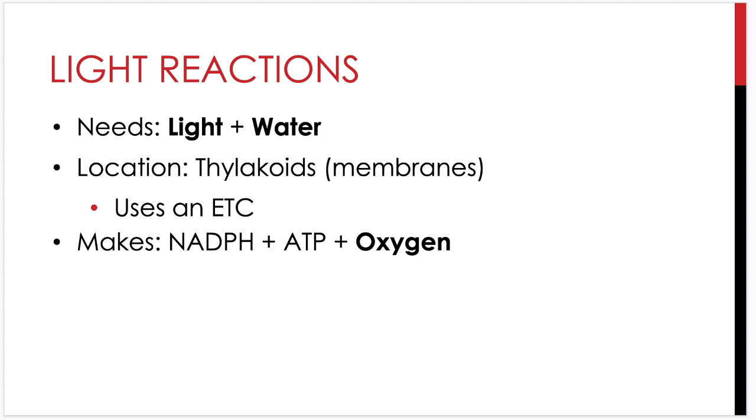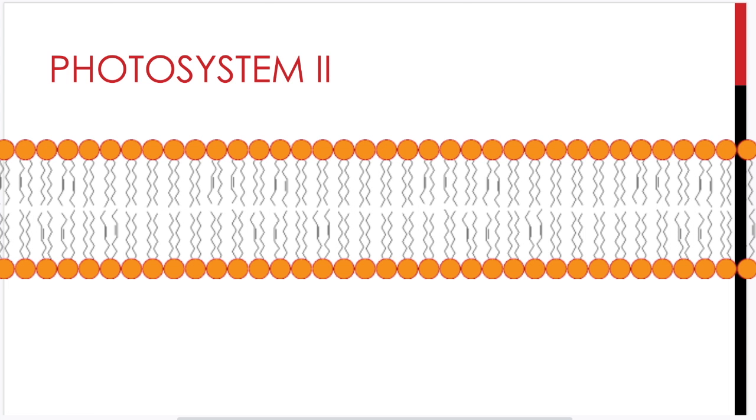So let's go with the light reactions. They need light and water. They happen in the thylakoid membranes. They use the ETC, and they make NADPH, ATP, and oxygen, which is important for us.